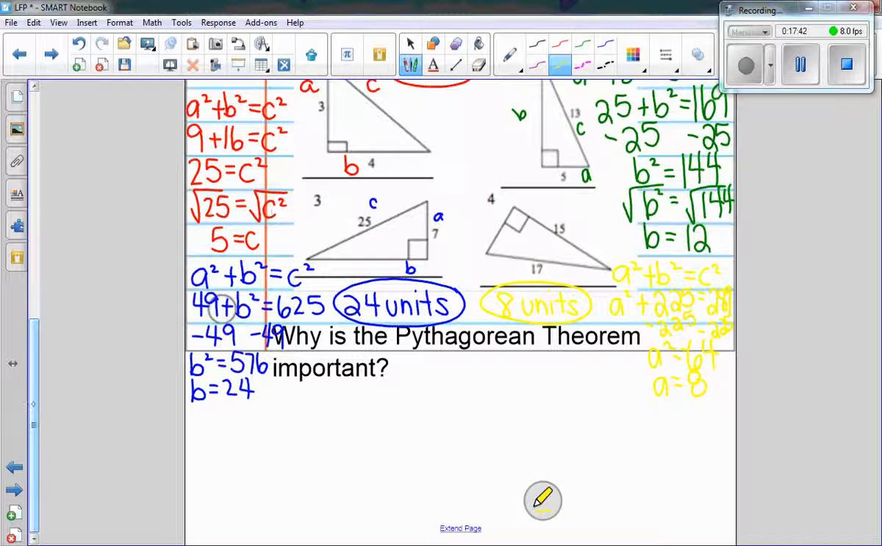The last thing that we need to talk about is why is the Pythagorean theorem important? Can you guys raise your hand and tell me a reason why the Pythagorean theorem is important? And no, it's not to get into college. Well, that would be important. But why should we know this for like an everyday reason? Megan?